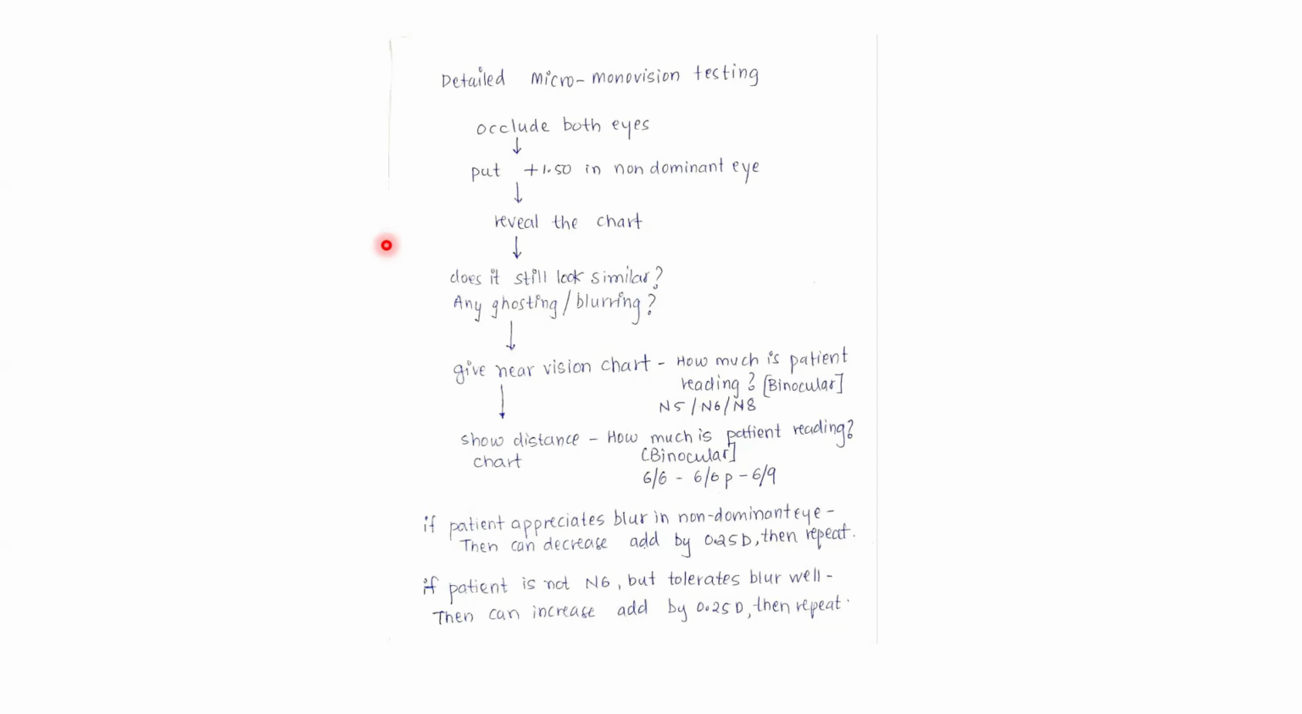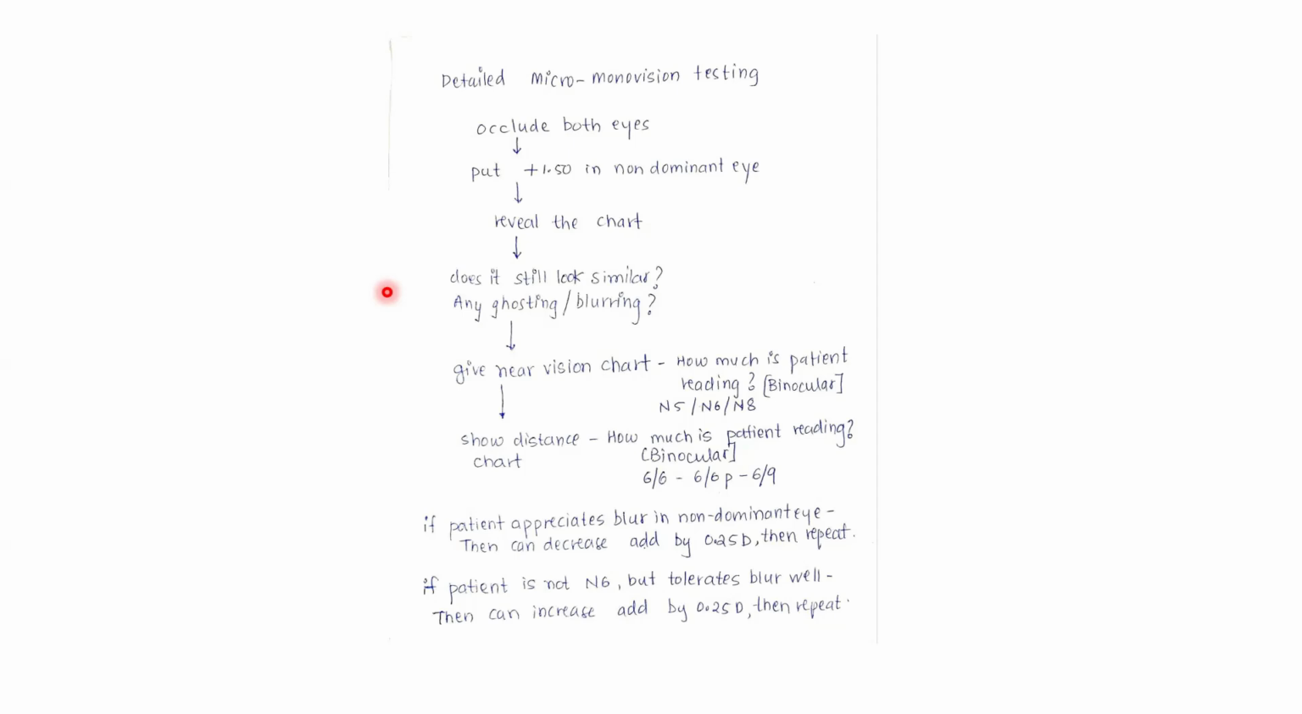So the trick is, if with the plus 1.5 diopter lens in front of the non-dominant eye the patient has satisfactory distance vision as well as satisfactory near vision, only then is the patient a good candidate for the presbyopic correction. For example, if we have put 1.5 diopters in the non-dominant eye and the patient appreciates the blur in the non-dominant eye, then we can reduce the add by 0.25 diopters and repeat the test and see if they are tolerating a little less plus power in front of their eyes.